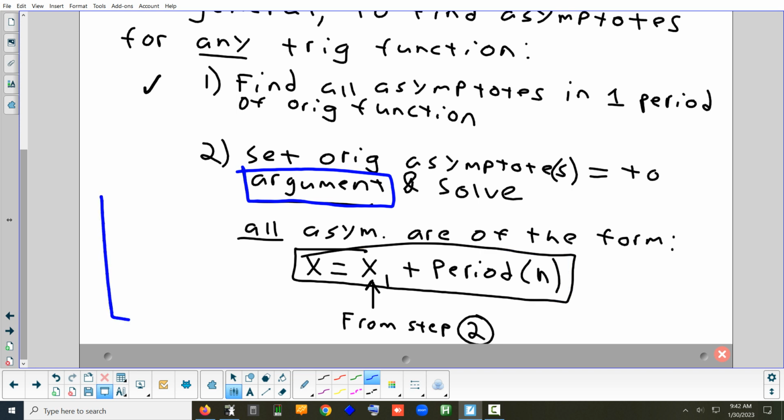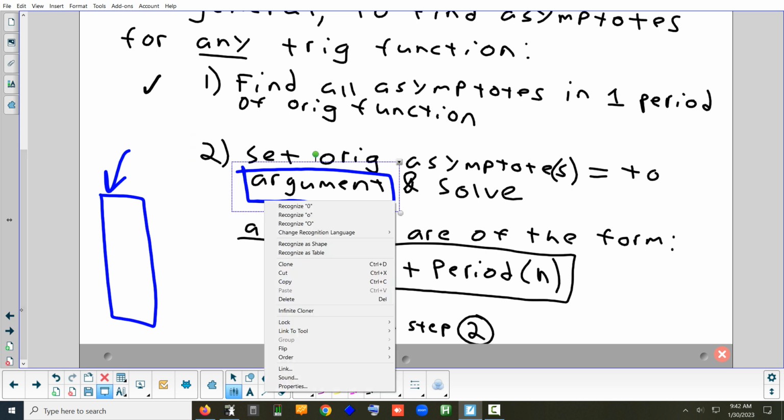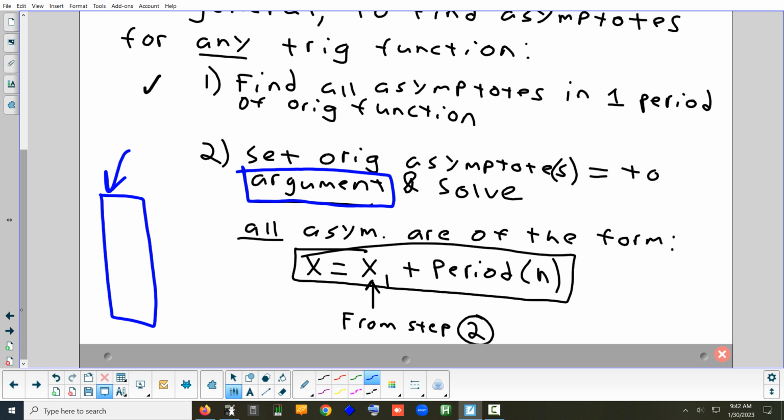So I drew a box like this on the table I just gave you, and I put an arrow and I said explained below. This is how you get that number. You do step 2. Set the original asymptote equal to the blue box, the argument, and solve. We'll try an example of that.